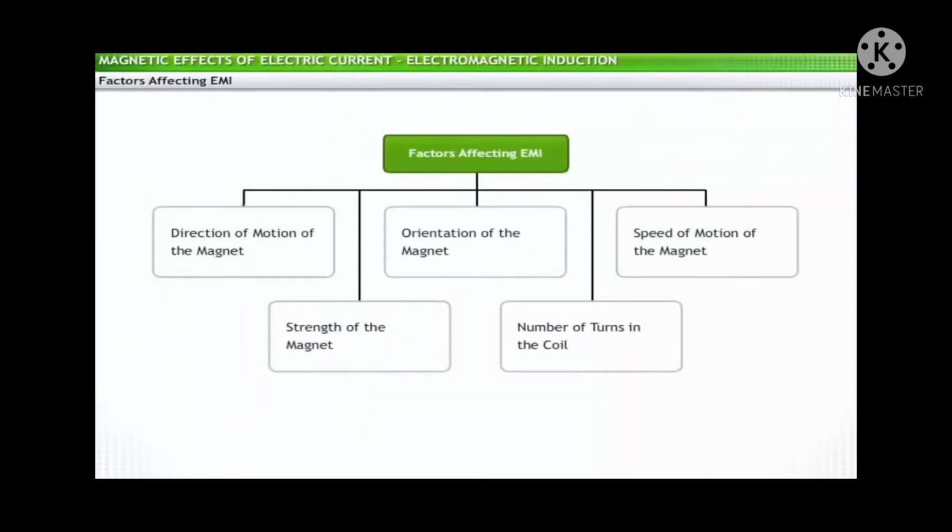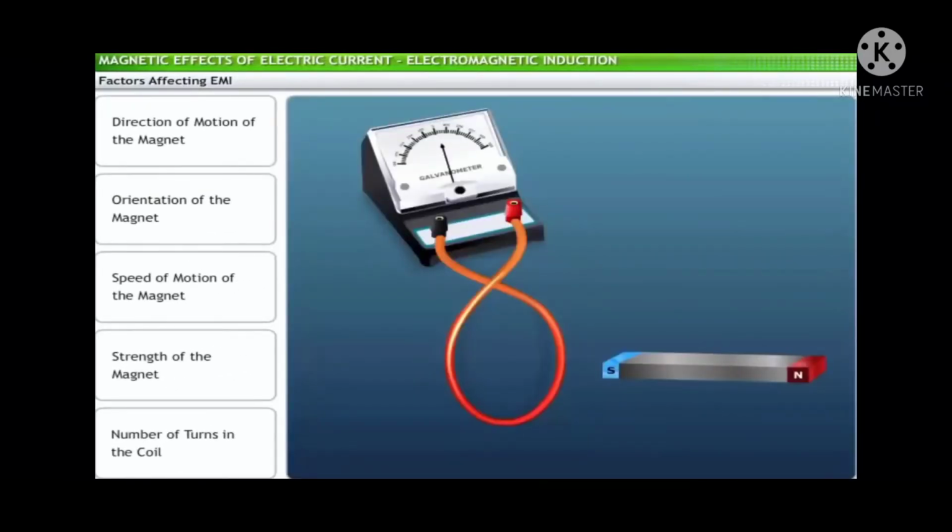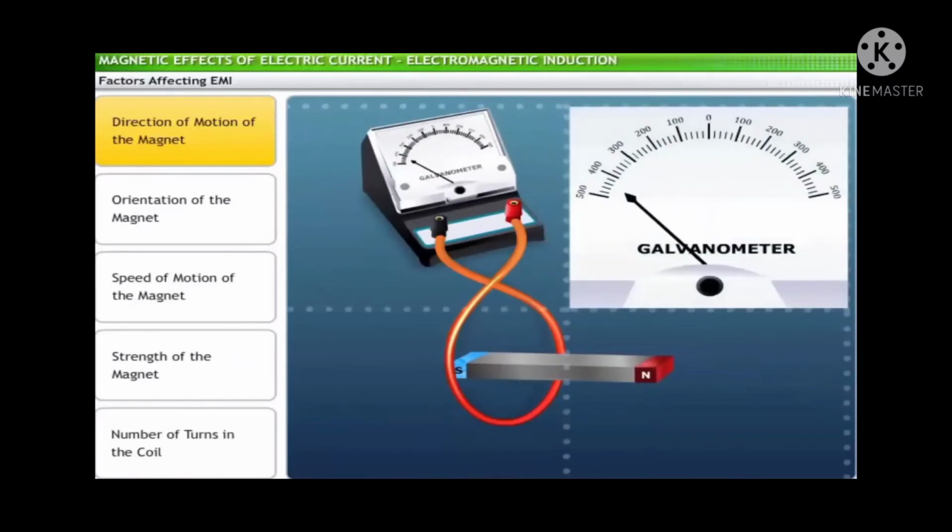The quantum and direction of EMF induced due to electromagnetic induction depends on 5 factors. Let's examine these factors one by one. The first factor is the direction of motion of the magnet in a coil. This determines the direction of the induced current. If you insert the magnet in the coil, the galvanometer needle deflects in a particular direction. When you move the magnet out, the needle deflects in the reverse direction. Thus, the direction of current gets reversed when the direction of motion of the magnet changes.